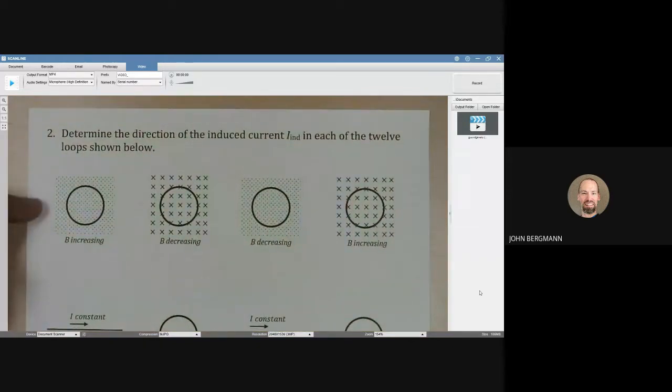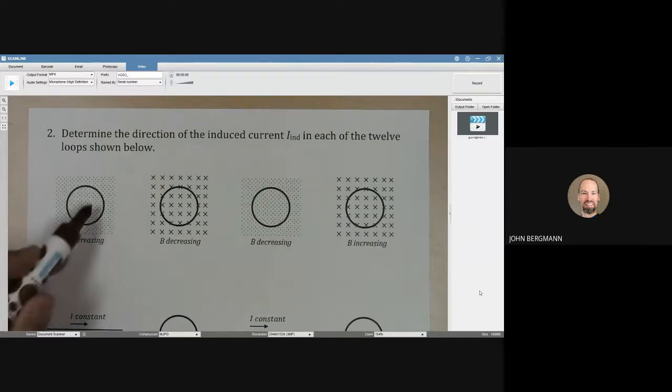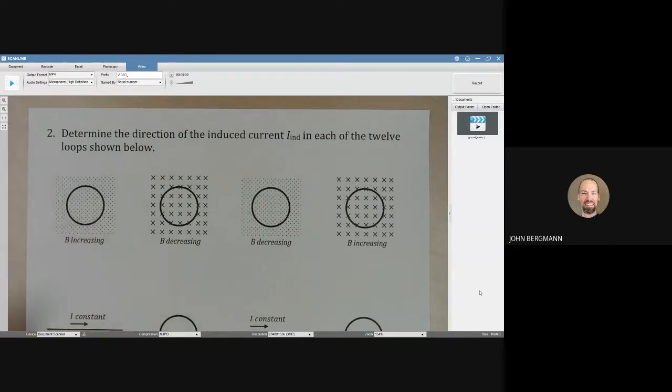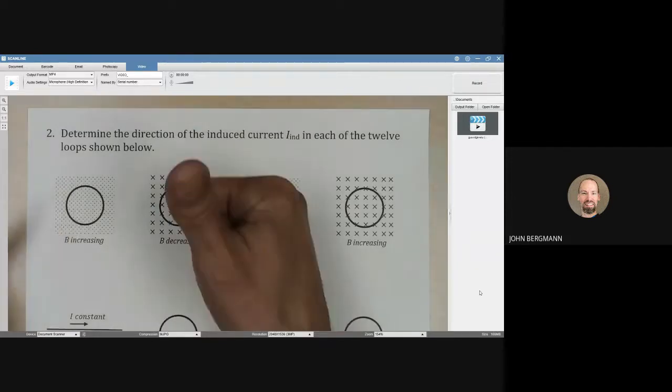All right, let's look at this picture on the left side of the screen here. We have a conducting loop, and we have a magnetic field that's pointed towards us. We know that because of the dots. And we're told that the magnetic field is increasing. So the magnetic field is coming towards us, and it's increasing. And what we want to do is use our right thumb to resist any change. If the magnetic field is coming towards us and getting bigger, we fight with our right thumb.